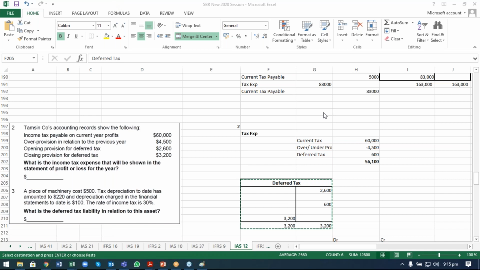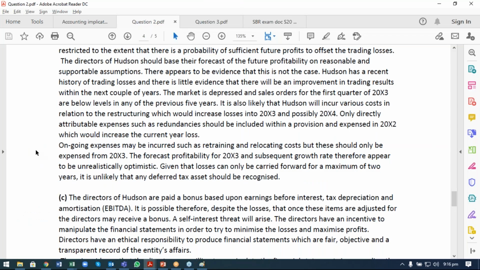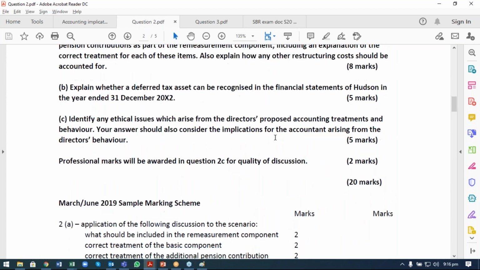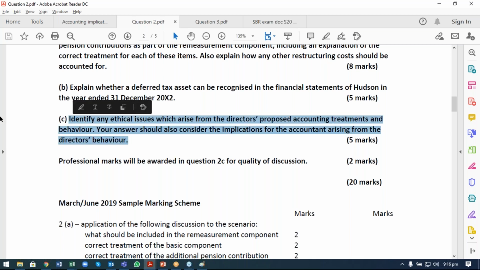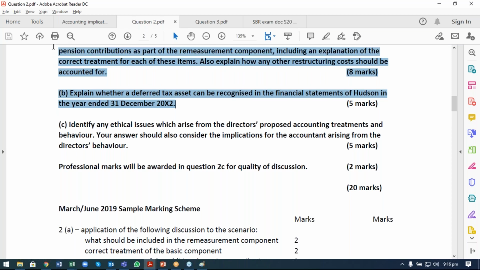Okay. So we'll be looking into the next option, where you are required to evaluate the performance of this company, the C option. The C option is to identify any ethical issues which arise from the directors' proposed accounting treatment and behavior. You should also consider the implications for the accounting arising from the directors' behavior. We have already discussed those impacts, and we are going to read out the answer. If there is any confusion, I'll be explaining those things, but your answer for this C section is actually based on the answers to the first two requirements which you have already done.